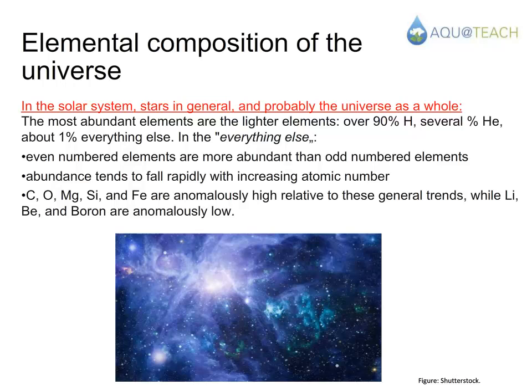In the solar system, stars in general, and probably the universe as a whole, the most abundant elements are the lighter elements, over 90% hydrogen, several percent helium, about 1% everything else. In the everything else, even-numbered elements are more abundant than odd-numbered elements. The abundance tends to fall rapidly with increasing atomic number. Carbon, oxygen, magnesium, silicon, and iron are anomalously high relative to these general trends, while lithium, beryllium, and boron are anomalously low.